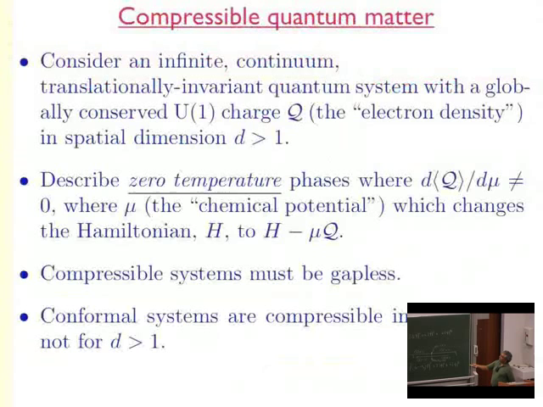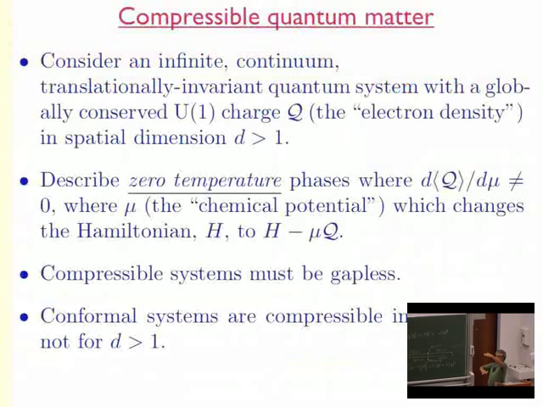Another point, which is a simple homework exercise to prove: any compressible system must be gapless. And the reason is really very simple. Because Q is a conserved charge, Q and H commute with each other. So if I change mu, that actually doesn't change the eigenvectors of H. It just changes the eigenvalues a little bit.